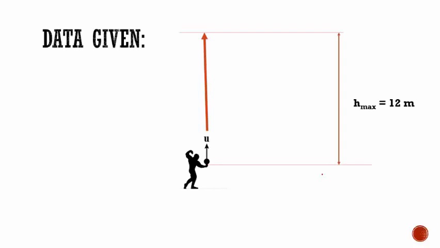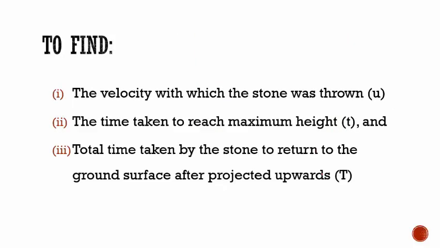In the problem, a stone was thrown upwards with the initial velocity and it reaches the maximum height of 12 meter. When reaching the maximum height of 12 meter, the final velocity of the stone will be 0. For this case, it is asked to calculate the initial velocity of the stone, the time taken to reach the maximum height, and the total time taken by the stone to return to the ground surface from the time it was projected.